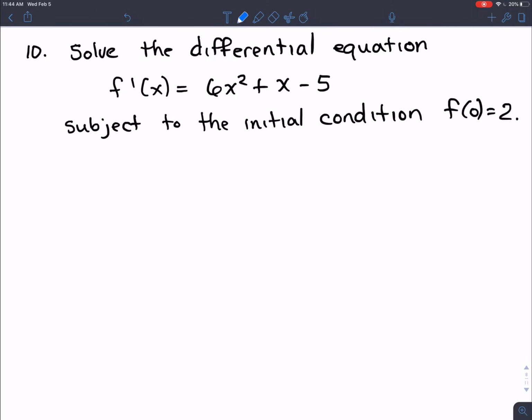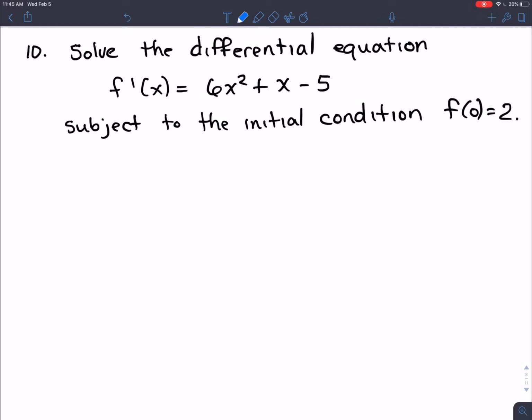We're going to finish out this last section with the type of problems you might see when it asks you in this format. Solve the differential equation given the derivative subject to the initial condition. So it wants the original function. They give us a derivative, they give us an initial condition, and they want the original function.